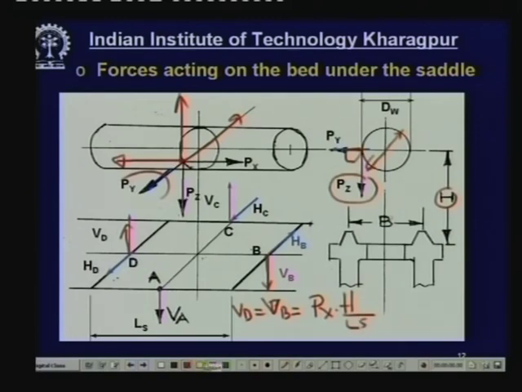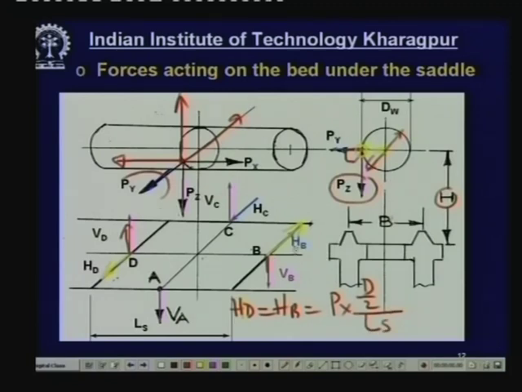Now, what about these two horizontal forces, HD and HB? These forces will be caused by the moment, because Px is acting at this point with a moment arm this much. So, this will also cause a torque or moment. The horizontal force HD is equal to HB, that will be equal to Px into the moment arm d by 2 divided by Ls. So, this is how all the forces arise.